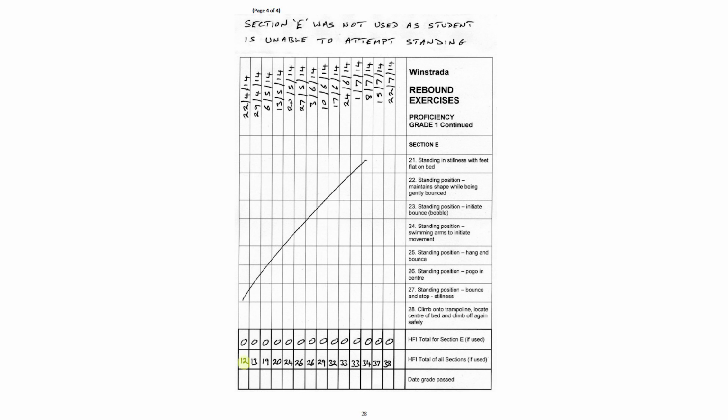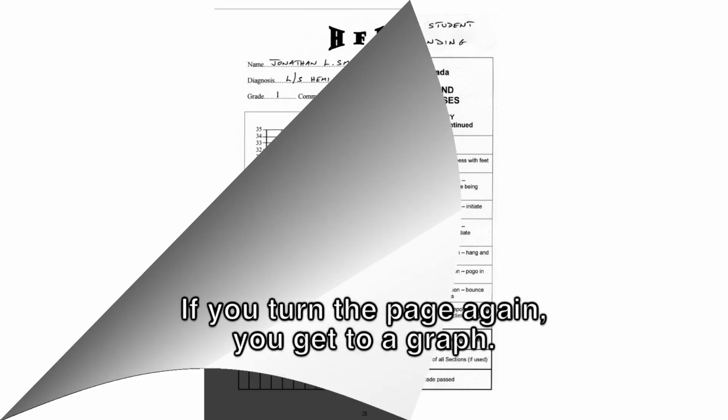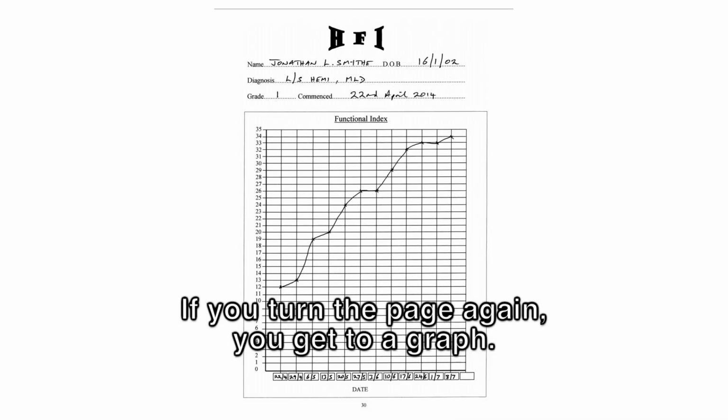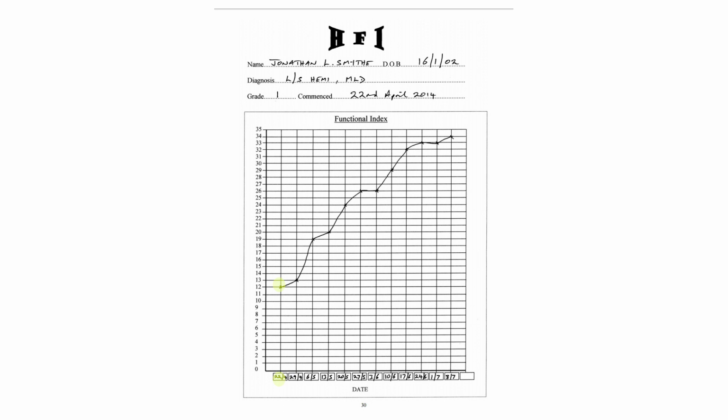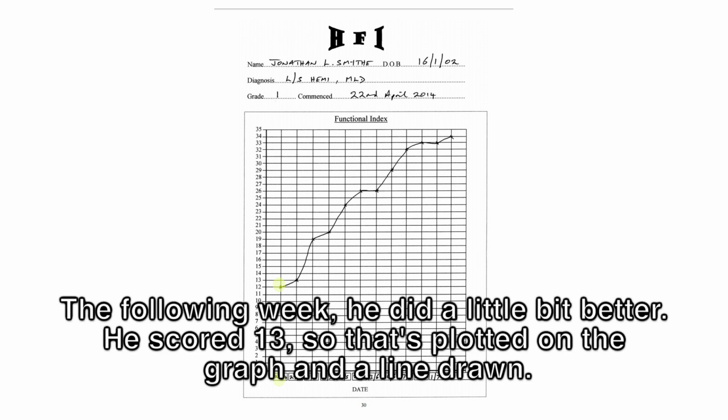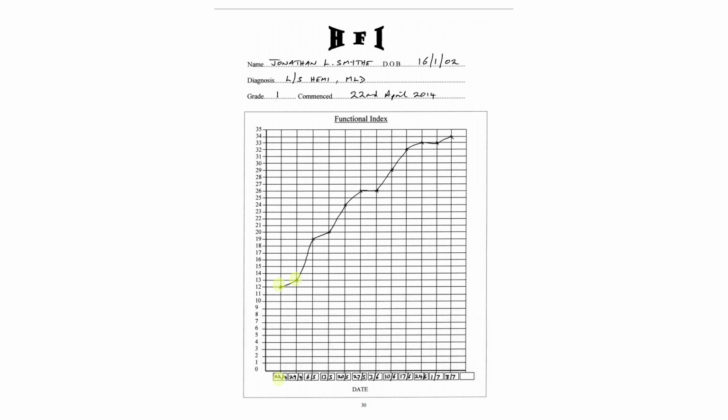12. 12, yeah. If you turn the page again, you get to a graph. And you can see that for the 22nd of April, the 12 has been plotted on the graph. Can you see that? The following week, he did a little bit better. He scored 13, so that's plotted on the graph and a line drawn. And so on, and so on, and so on.